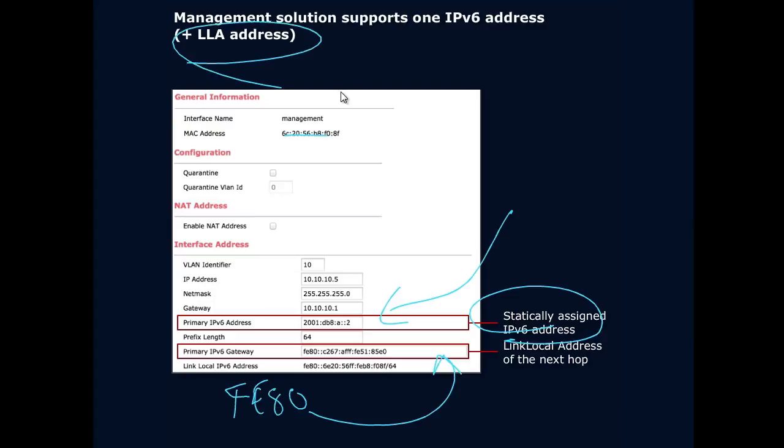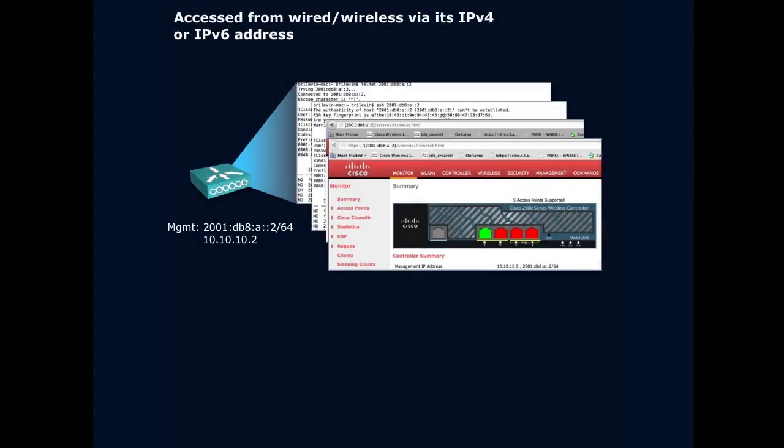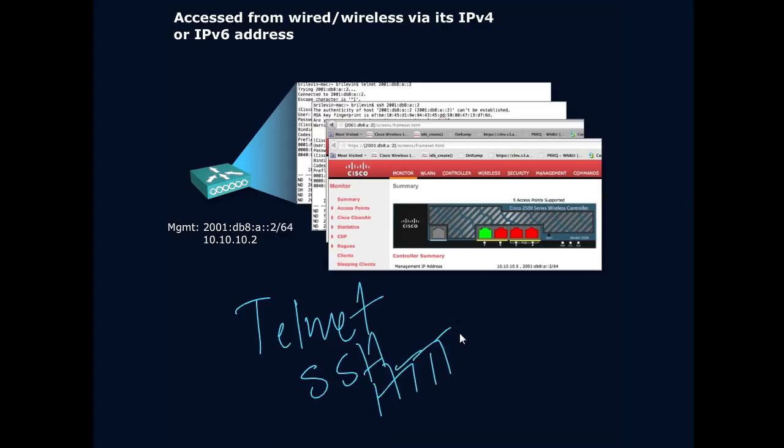Don't forget that. What kind of access do we have for IPv6? Well, we have the same thing that we had before. We have telnet access. We have SSH access. We have HTTP access. We have HTTPS access. All through our management address. You can see here, here's our IPv6 address right there. So we have the ability to be accessed wired and wirelessly via IPv4 or IPv6 now.